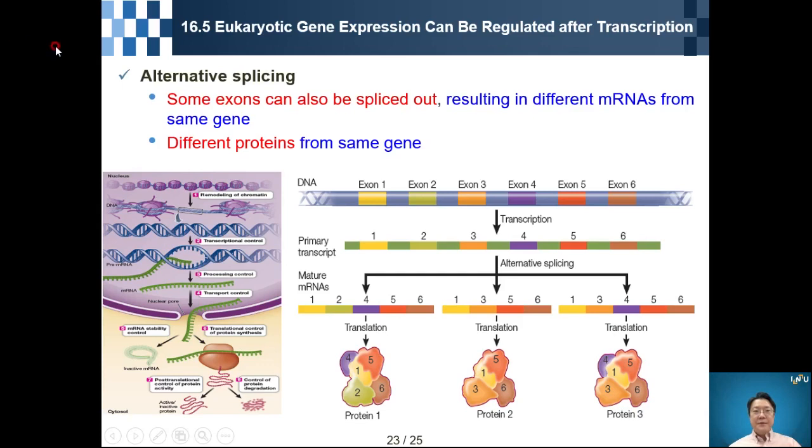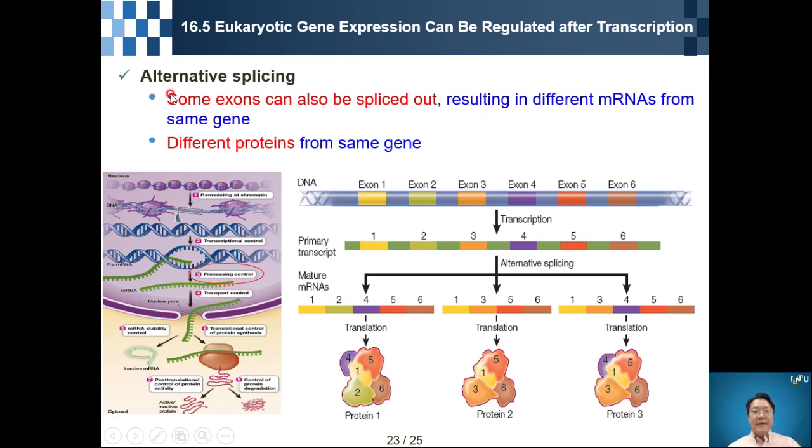In this slide we will learn the fifth subject: eukaryotic gene expression can be regulated after transcription. Previously we learned this one. When this process happens, we call it processing control. This happens after transcription. There are lots of processes during processing control. One example is alternative splicing.